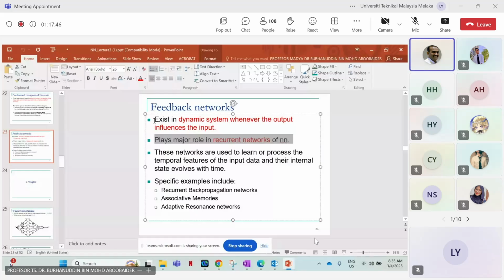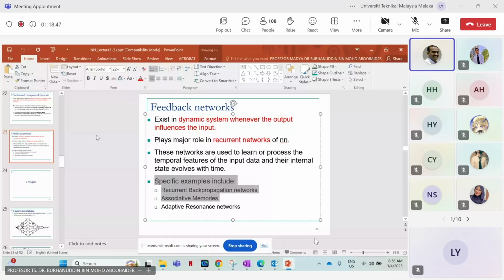So it plays a major role in recurrent neural networks. These networks are used to learn or process the temporal features of the input data and their internal state, which evolves with time. For example, at time A, I give you a new assignment at 8:30 and explain about it. Then at the next class you ask again, because you want more clarification about the assignment. So at that class, which is time B, I give more detail. Then at time C I give more detail. So it evolves with time. Specific examples are the recurrent backpropagation network, associative memory, where you associate something with something, and adaptive resonance networks. So that's about the feedback networks.